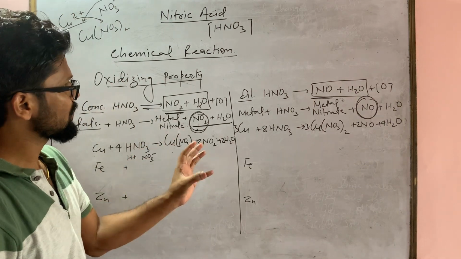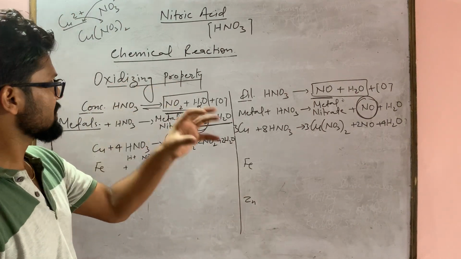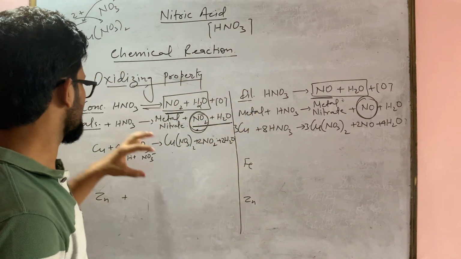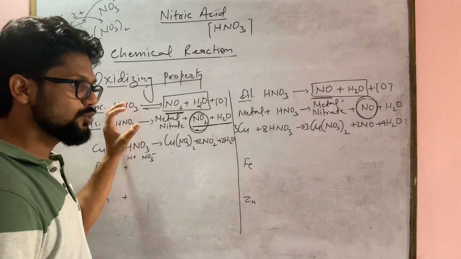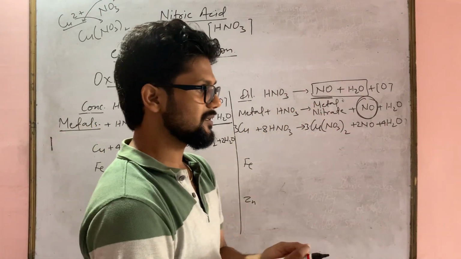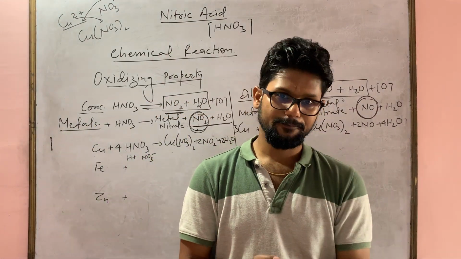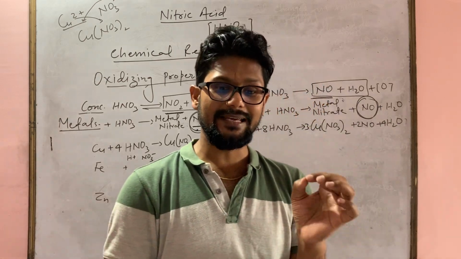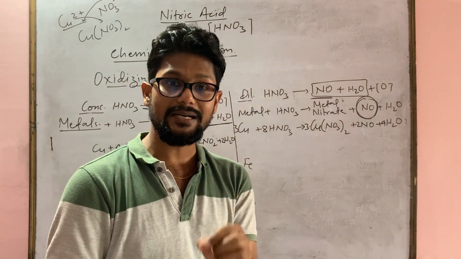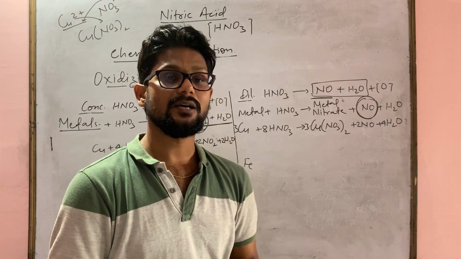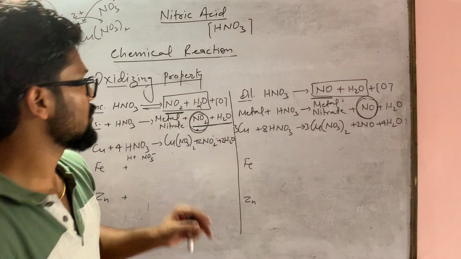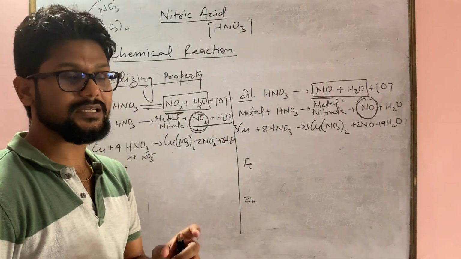Now we'll move to the next property or next reaction under the same heading, oxidizing property. Here we saw reaction with metals in both the cases, concentrated as well as dilute. The next point given in your book is that dilute nitric acid can't oxidize non-metals, but concentrated can oxidize non-metals. So the next topic is oxidation of non-metals by using concentrated nitric acid.